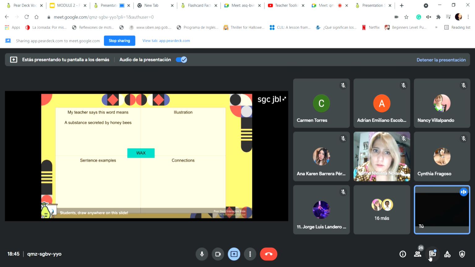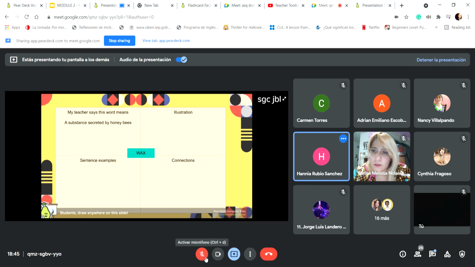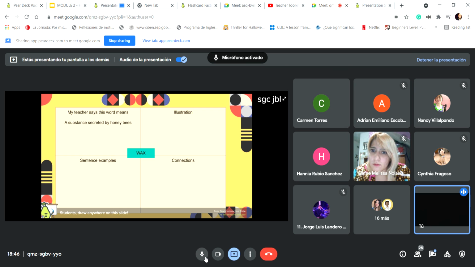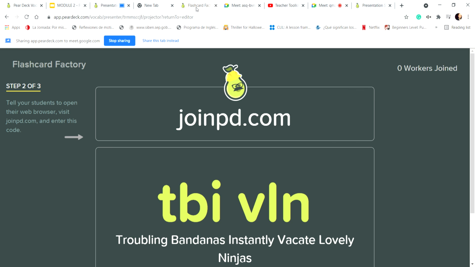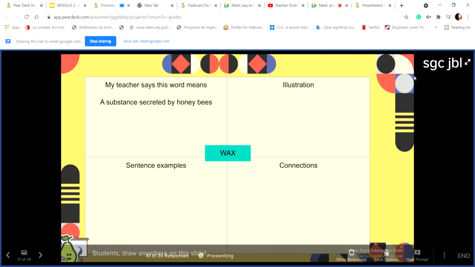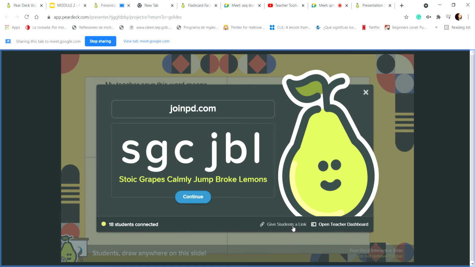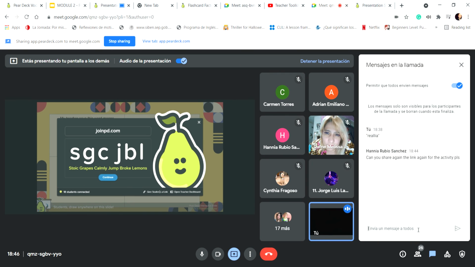¿Alguien por ahí levantó la mano? Yes, Hania? Sure. I'll put it on the chat again. Lo pondré en el chat nuevamente. There you go.